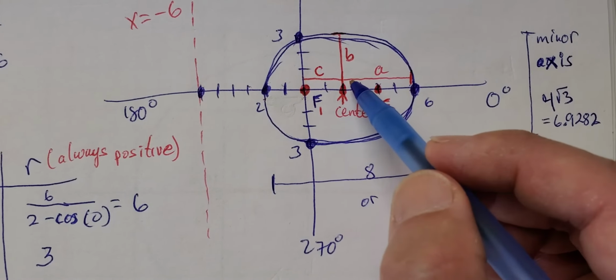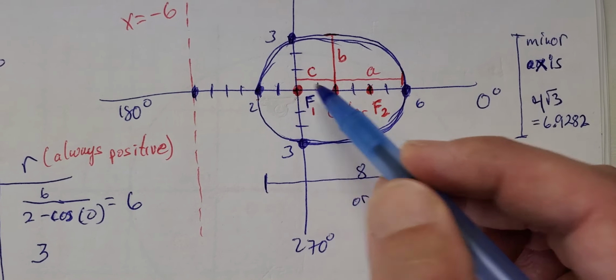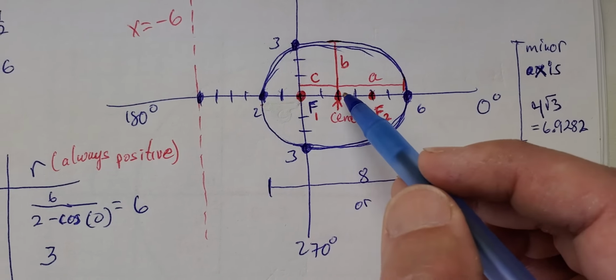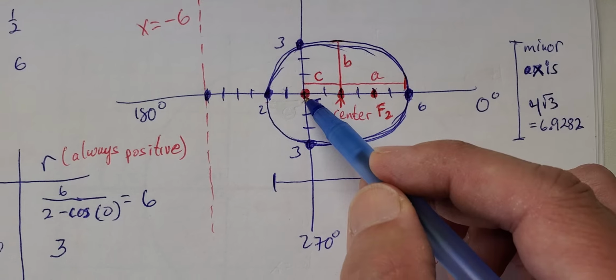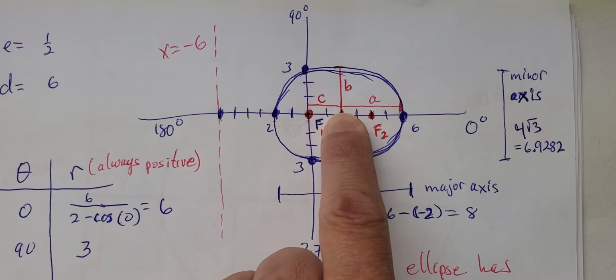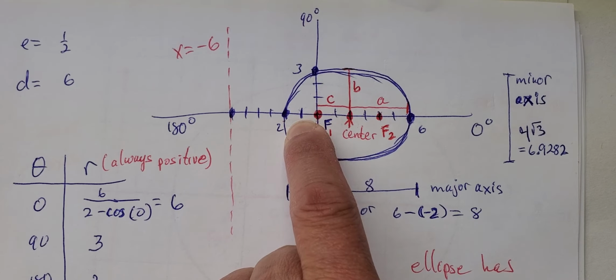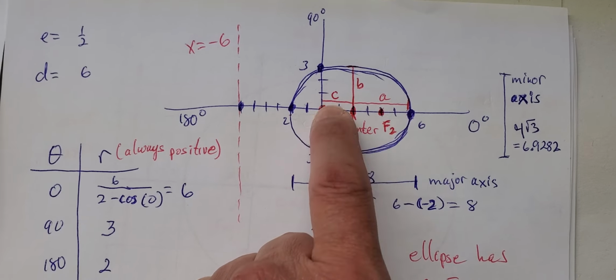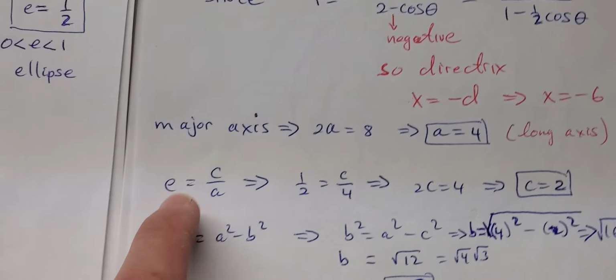c is the distance from the center to the focus. Again, c is from the center to the focus. So how do I get c? Using this equation right here.